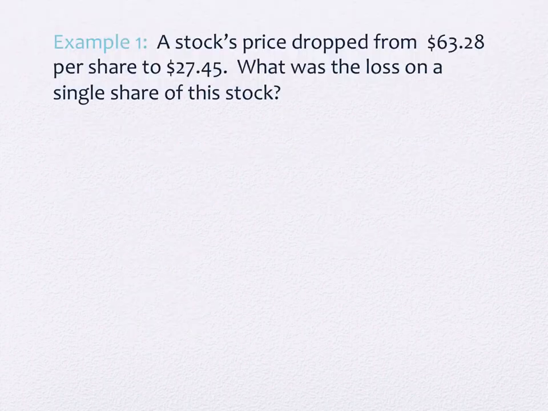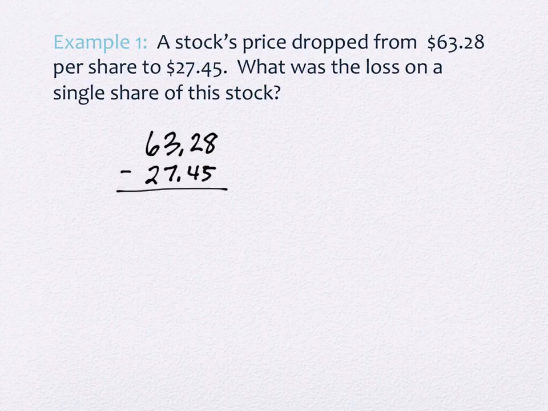A stock's price dropped from $63.28 per share to $27.45 per share. What is the loss on a single share of this stock? So what do I have to do with this question? Line it up and subtract. Correct. So the first number, the one that's the larger that we're starting with, was $63.28. The smaller was 27, lining up the decimal, 45.